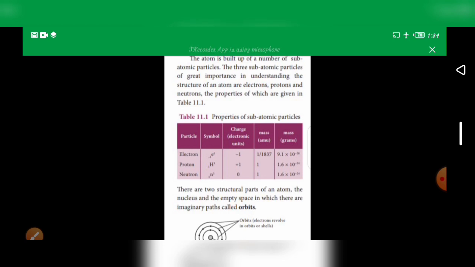Okay, there are two structural parts of an atom: the nucleus and the empty space in which there are imaginary paths called orbits. See, orbits and nucleus. The nucleus consists of protons and neutrons. The orbit consists of electrons revolving in an orbit or shells.